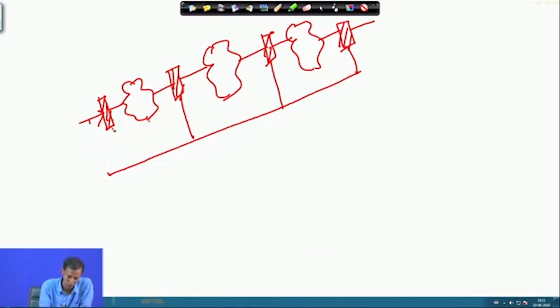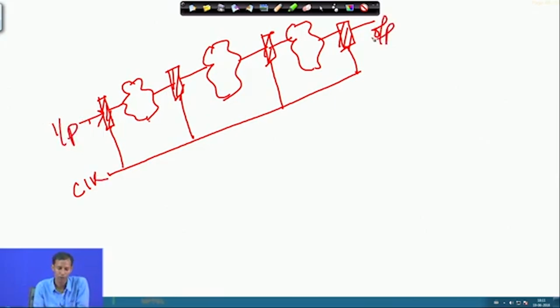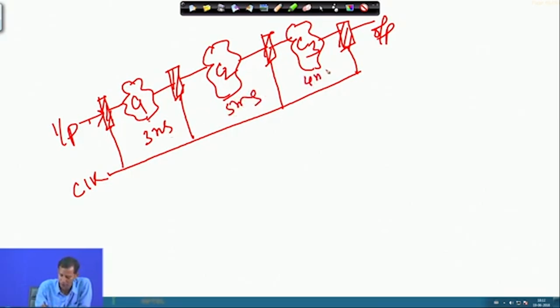This will be connected to this particular register, and this is nothing but the clock, this is the input and this is the output. So, this is C1, this is C2, this is C3. This is taking 3 nanoseconds, this is taking 5 nanoseconds and this is taking 4 nanoseconds. So, I have put 2 registers in between.